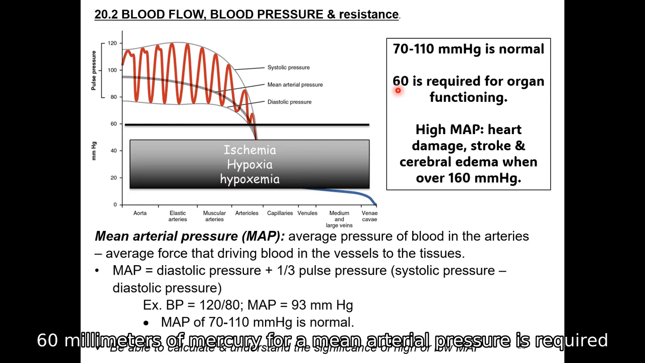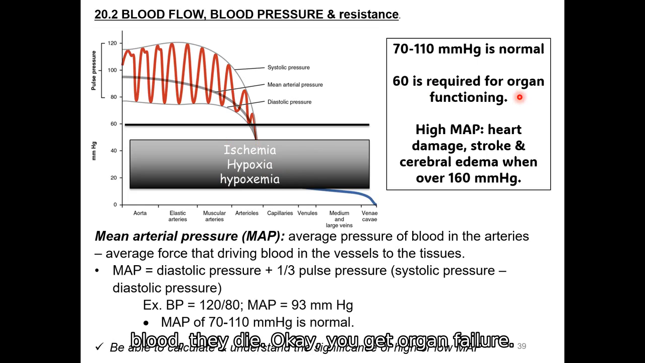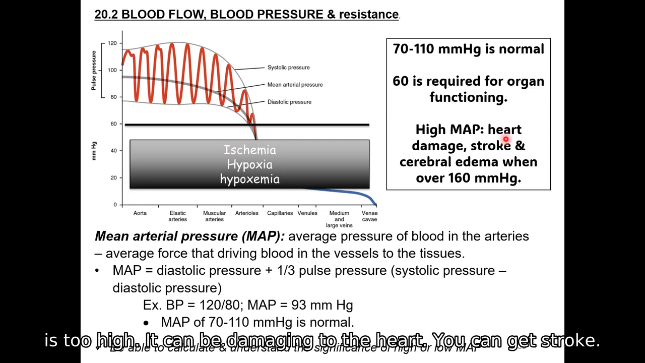Okay, so 60 millimeters of mercury for a mean arterial pressure is required for organ functioning, because when organs don't get blood, they die. Okay, you get organ failure. You also don't want it to be too high. A high mean arterial pressure can be damaging to the heart.